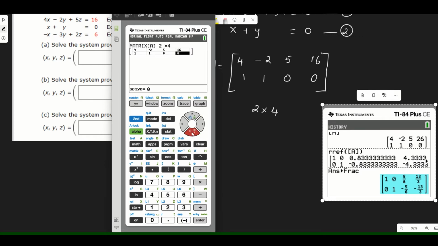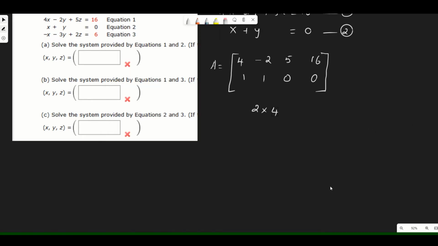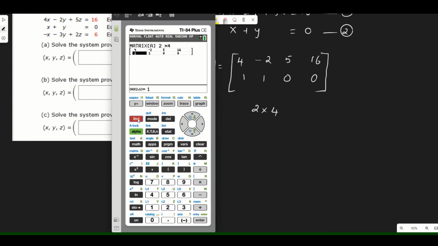And the second one is 1, 1, 0, 0. Yes, I have entered these results, and once I enter, I can quit the screen and select my matrix again. Now this time I am going for the math part of it, where I can find the reduced row echelon form. Select your reduced row echelon form, and I want the reduced row echelon form of this first matrix that I have entered.